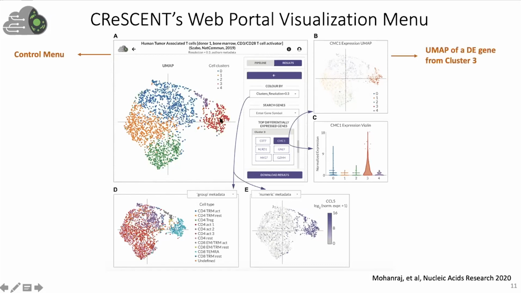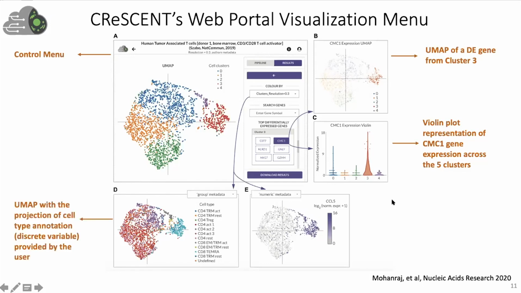Basically, you can visualize different clusters, or if you pick a gene that is differentially expressed between the cells in one cluster against all other cells, then you can look at the expression of that gene. In this example, this is CMC1. You can see that the gene is highly expressed in cluster 3, but not as much in the other clusters. You can also use the violin plot to see how this gene is expressed across different clusters.